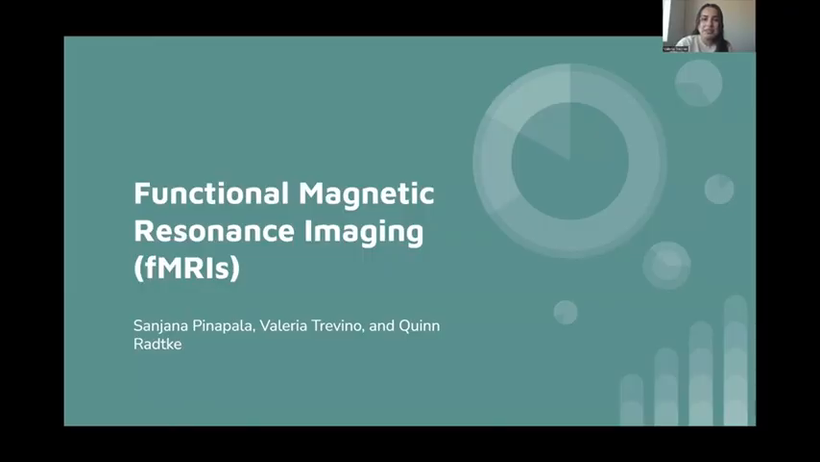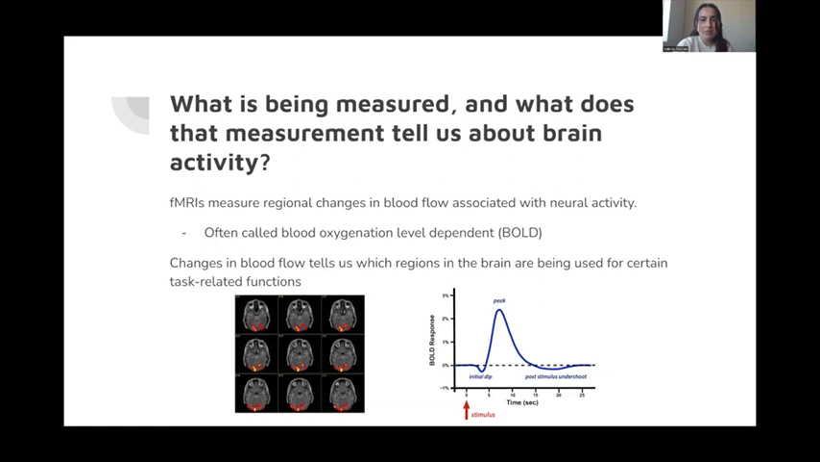And today we will be discussing functional magnetic resonance imaging scans, or more commonly known as fMRIs. So, the main purpose of an fMRI is to measure changes in blood flow associated with neural activity. These changes are often called blood oxygenation level dependent, aka BOLD. It's these BOLD measurements that help create the images of the brain that show what regions of the brain are used for certain task-related functions.